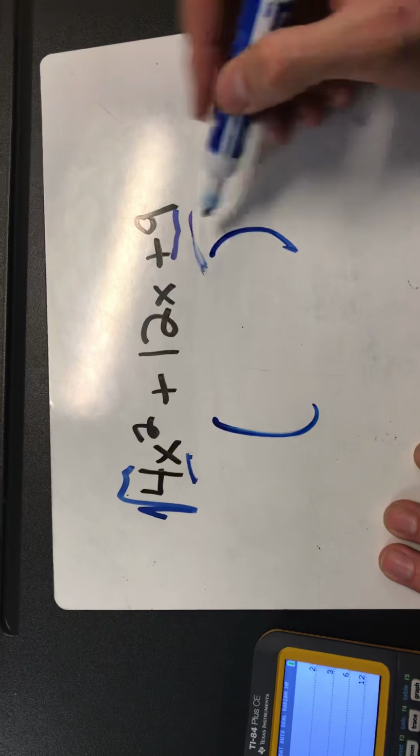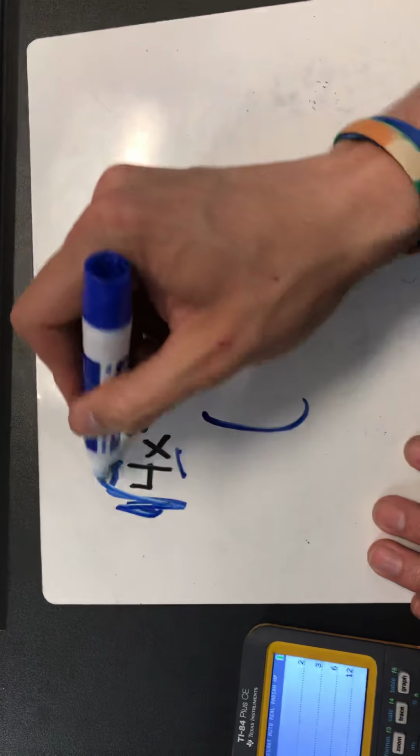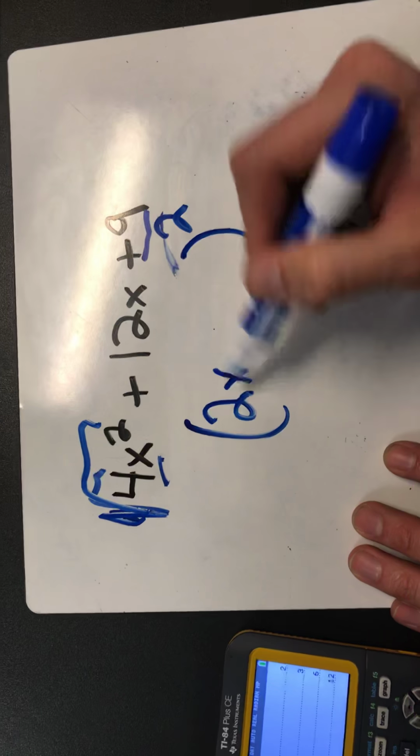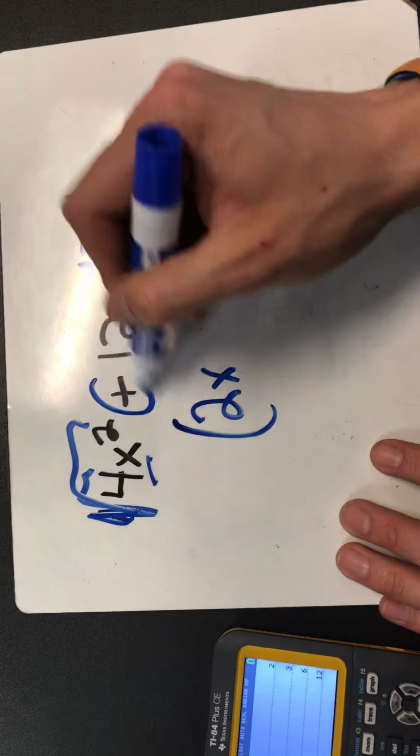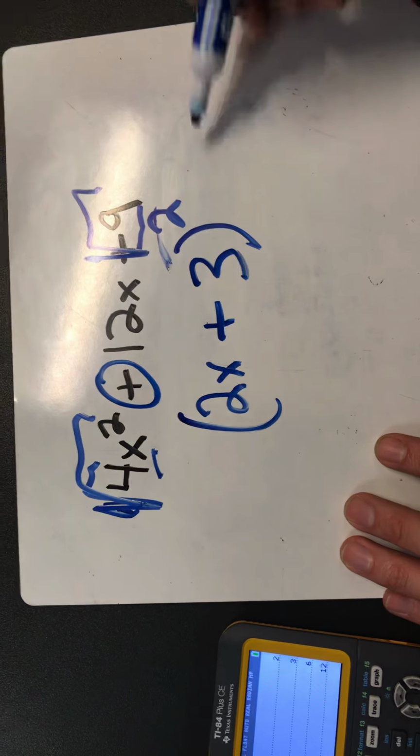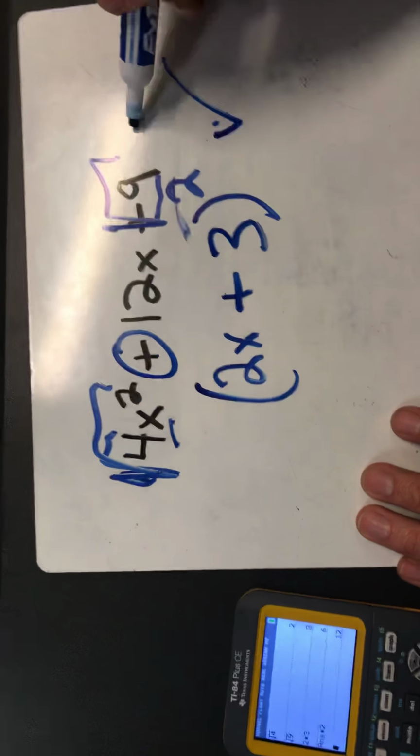I put one parentheses and square it. I take the square root of my first term, which is 2x, and the square root of my last term, which is 3, and I take this operation and put it in between them, and boom, you have your factors for this trinomial.